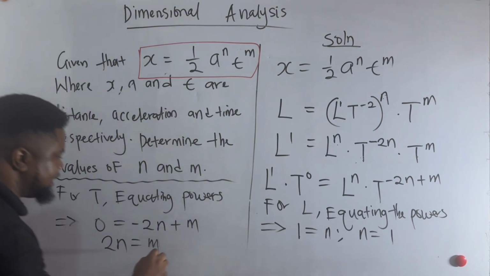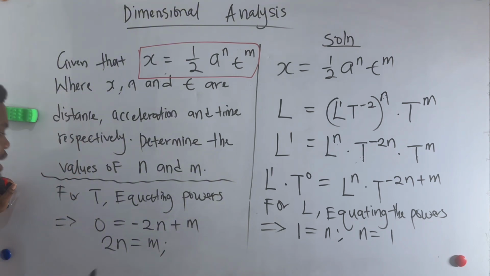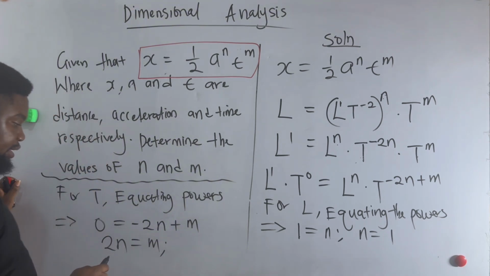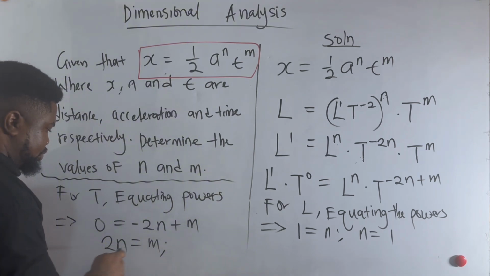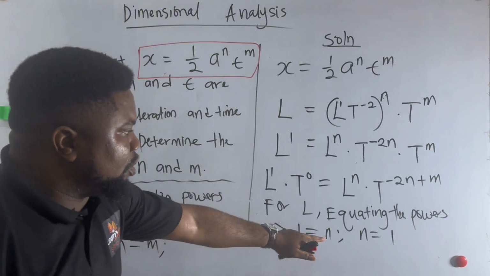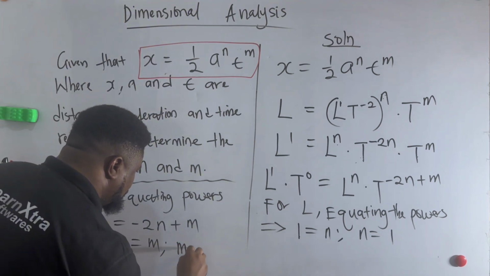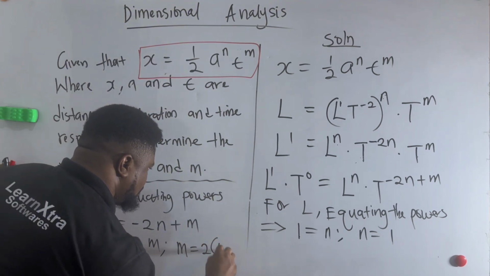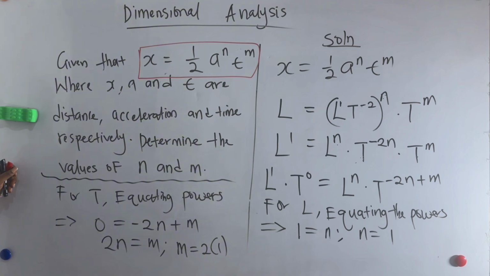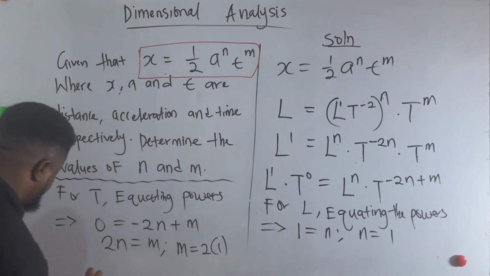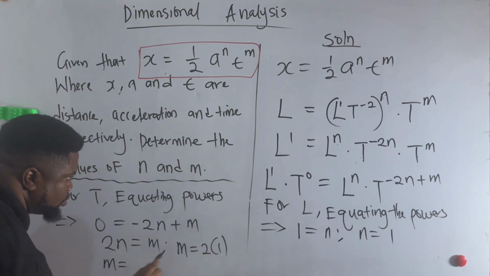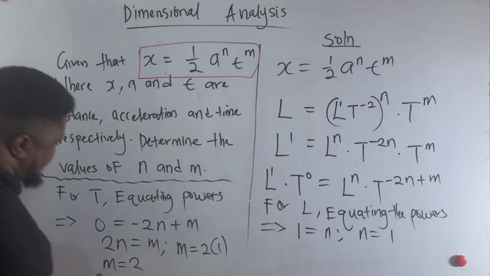So m is 2n. I have n already. n is 1. Therefore, m will be 2 times 1. So m is equal to 2.